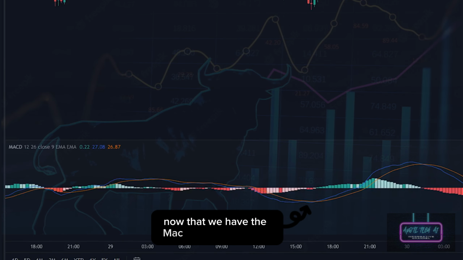Now that we have the MACD indicator added, let's make sure we know how the MACD actually works. The MACD is made up of 4 different components: the MACD line, the signal line, the histogram, and the zero line. The MACD line, which is the blue line, in most cases is usually a 12-day moving average. The signal line, which is the orange line, is usually a 26-day moving average. Next, we have the histogram, which represents the difference between the MACD line and the signal line.